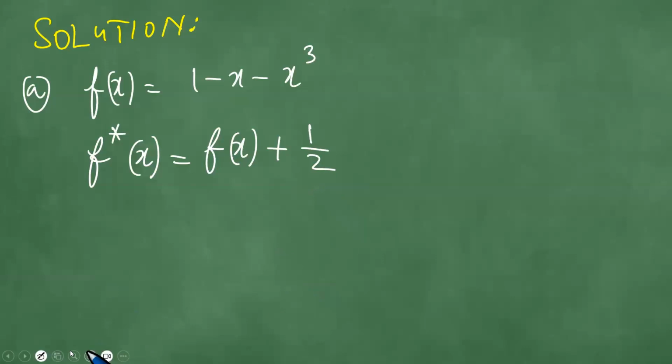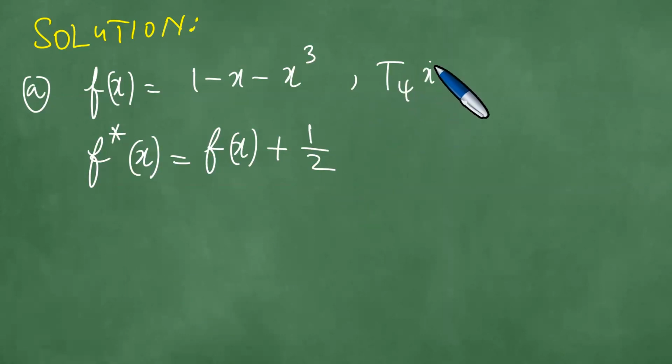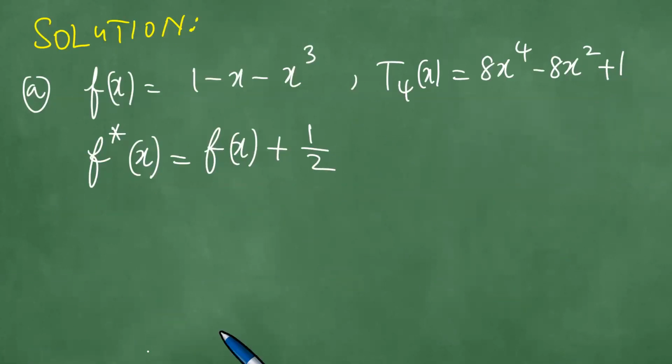Let's write T4. T4 of x is 8x to the fourth power minus 8x squared plus 1.